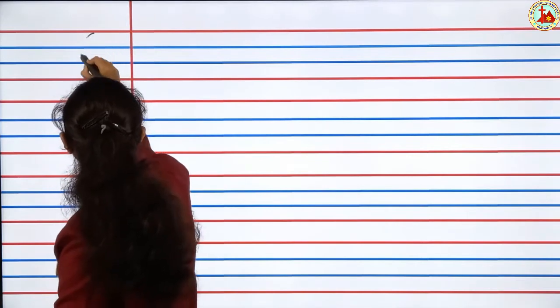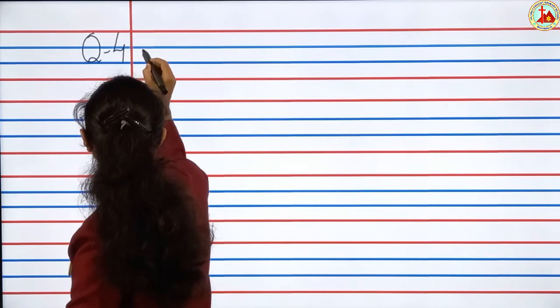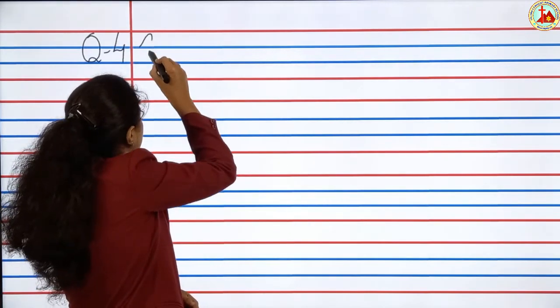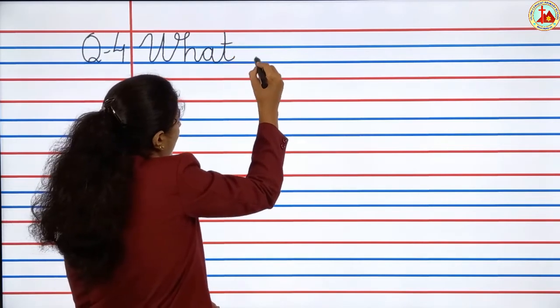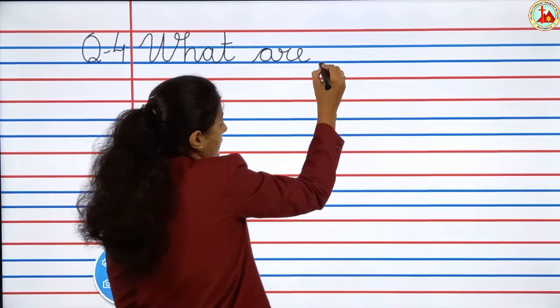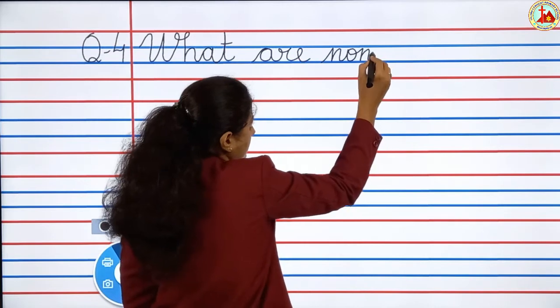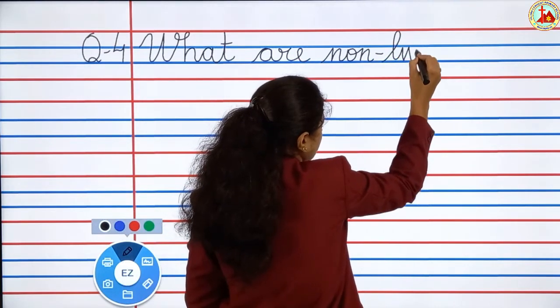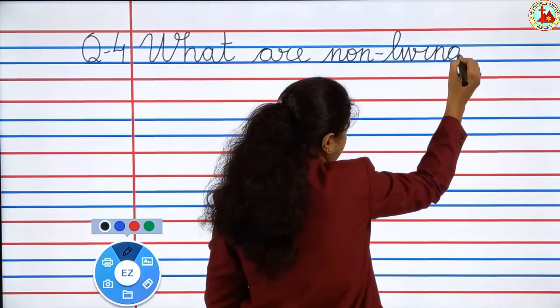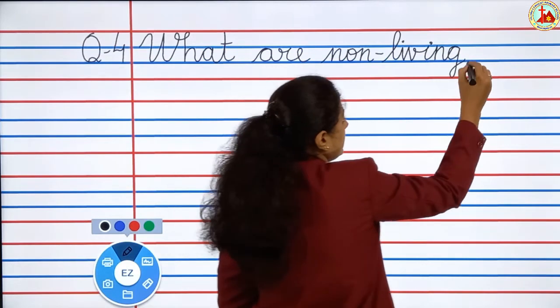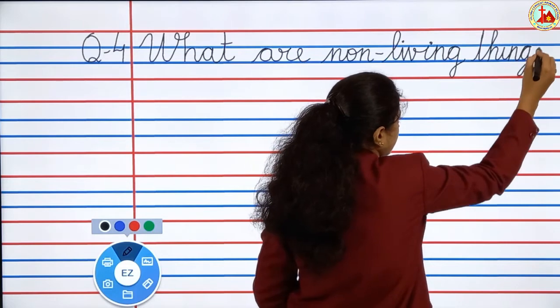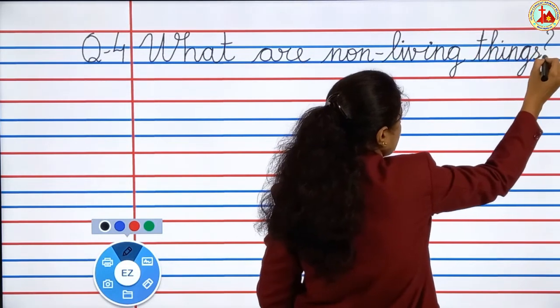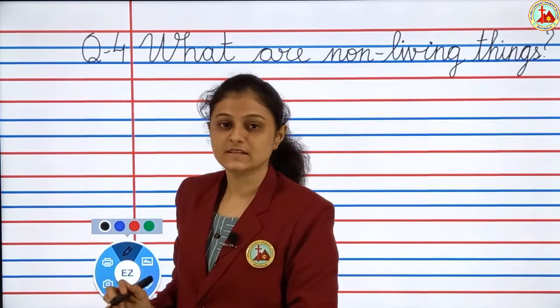Next. What are non-living things? Question number 4. Q-4. What are non-living things? And a question mark. Answer 4.